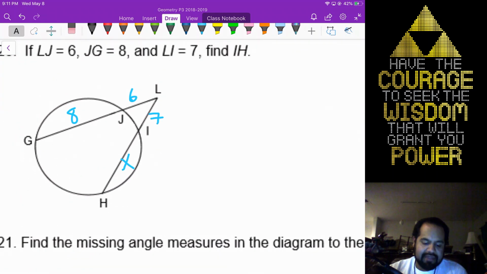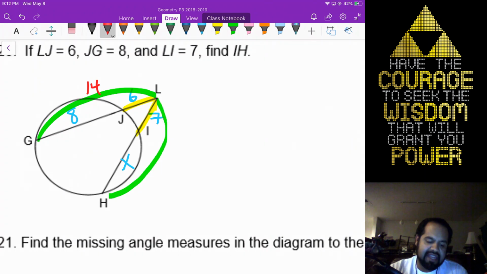So we're going to do the same theorem here. So the outside is the 6. The whole length is 6 plus 8, which is 14. The outside here is 7. The whole length is 7 plus x. Please don't put 7x. That'll make me very sad.